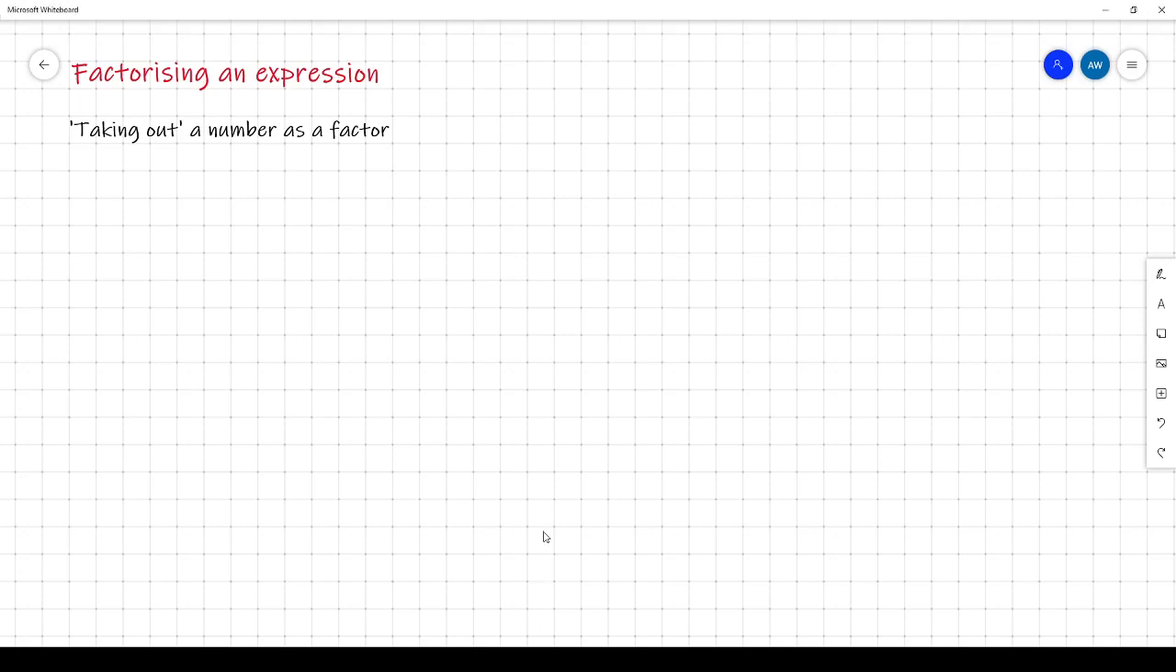Okay, this is the second video in factorising an expression, and in this video we're going to look at examples of how to take out a number as a factor when we factorise an expression. And I put taken out in inverted commas because it looks like you were taking a factor outside the bracket, which we'll see in a minute.